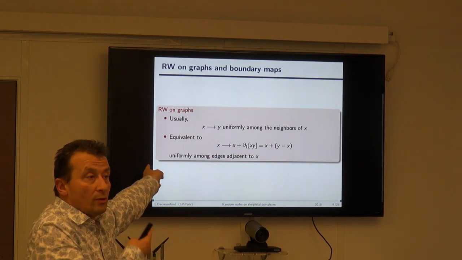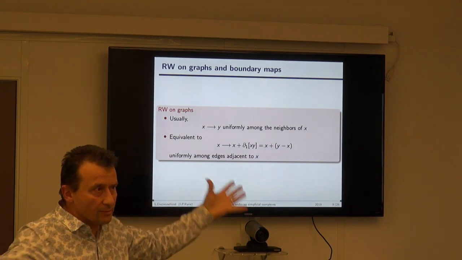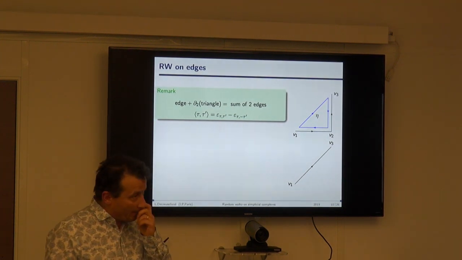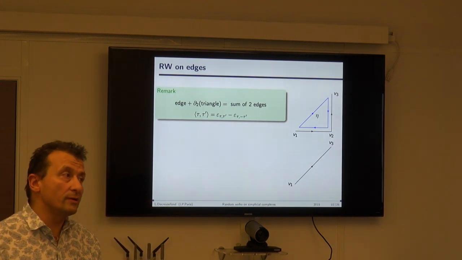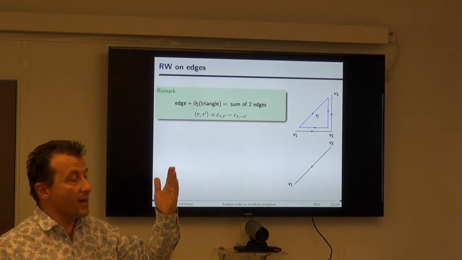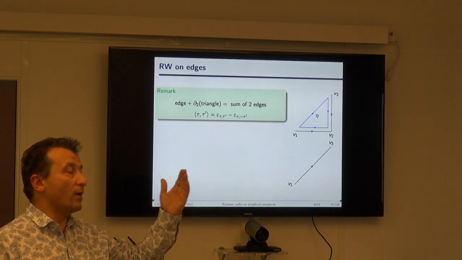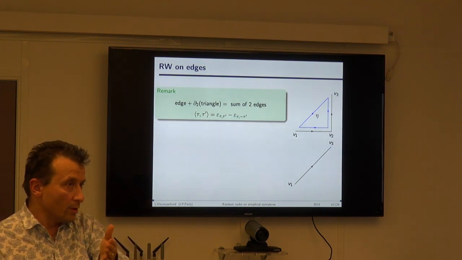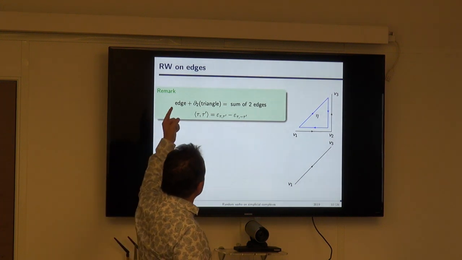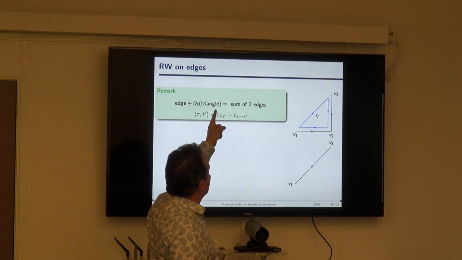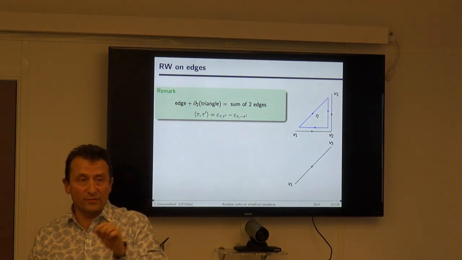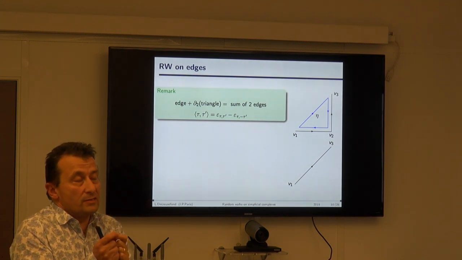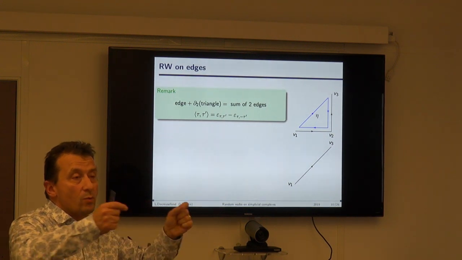So you see the interest to have a vector space. You can add things. So what could you do at the next step? That means that vertices are replaced by edges, and boundaries of edges are replaced by boundaries of triangles. So what you are going to do is to consider an edge and to add the boundary of a triangle. But an edge plus the boundary of a triangle is two edges. So that means that the state space is not edges, but sequences of edges.